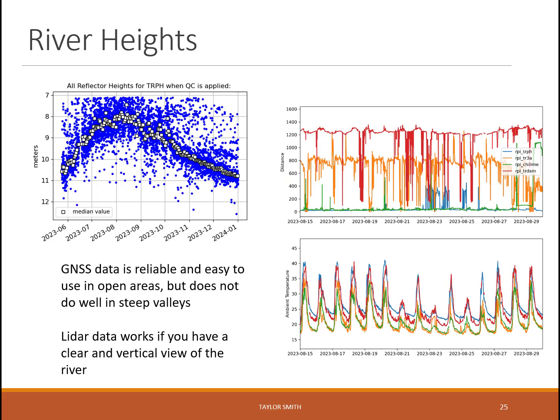The river heights, we also get quite detailed information. For example, this is from the GPS data. So every 15 minutes or so, we can see throughout 1 year or 6 months that we have basically a 3.5 meter change in the water height at this station. So it's going from 11 meters away from the station to only about 7 meters away from the station.